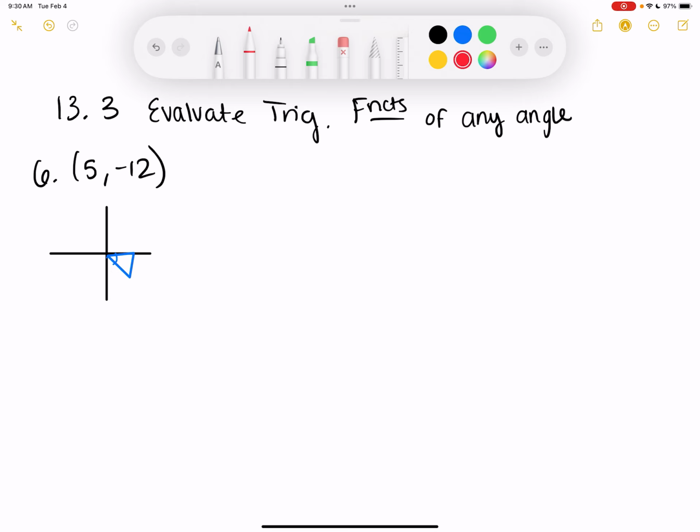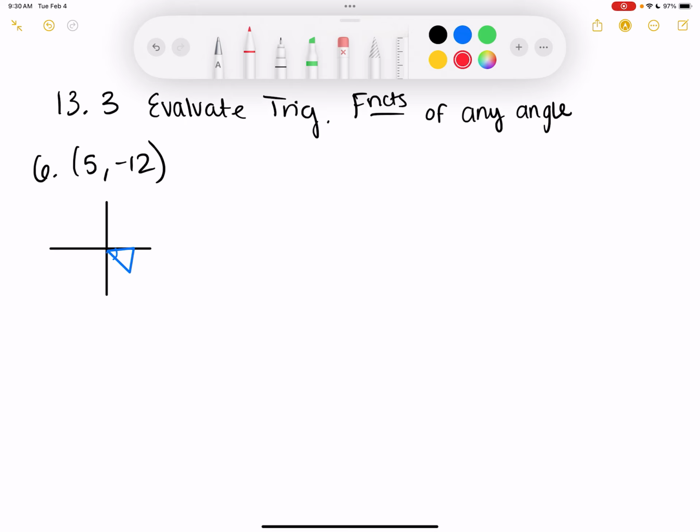All right, so this side is 5. This is -12. Now, hypotenuse can never be negative. Okay, just something to note there. So now I need to find the hypotenuse side. It's 13. Why? Because 5 squared plus 144 is 169. The square root of 169 is 13.